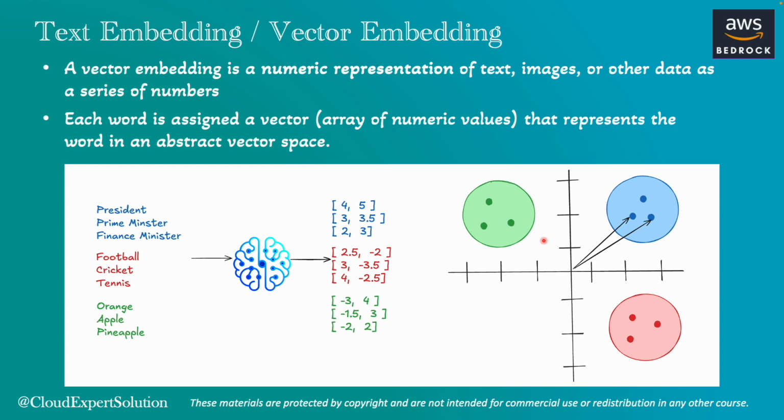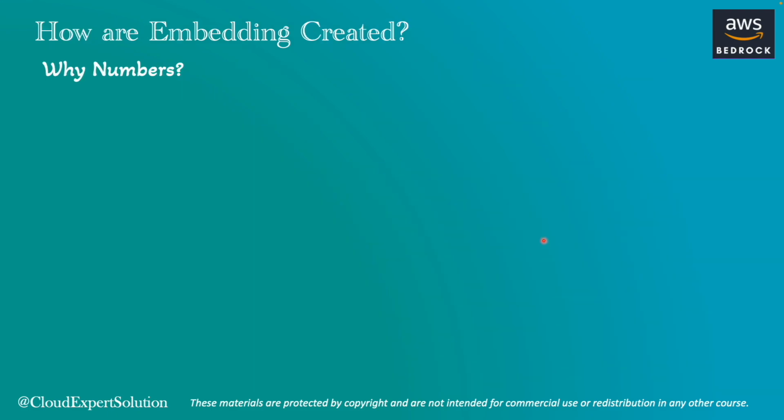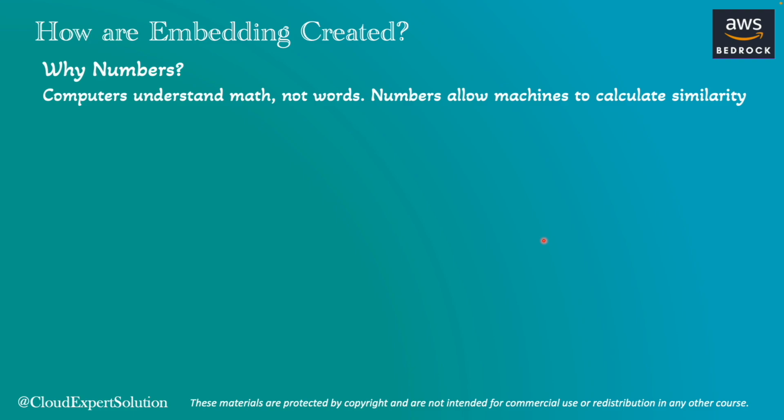based on the context. Now you must be asking, why numbers? Why not those words? Because computers understand math, not words. Numbers allow machines to calculate similarity, that means how close those words are in terms of their semantic relationship or in terms of their contextual meaning.